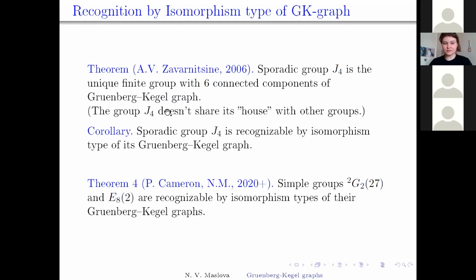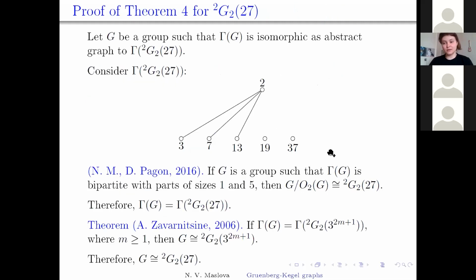And recently, Peter and I, in our joint paper, have proved that two more groups, the Ree group over the field of order 27 and E8 over the field of order 2, are recognizable by isomorphism types of Gruenberg-Kegel graphs. Let us discuss the proof for the Ree group and some moments for E8 over the field of order 2.